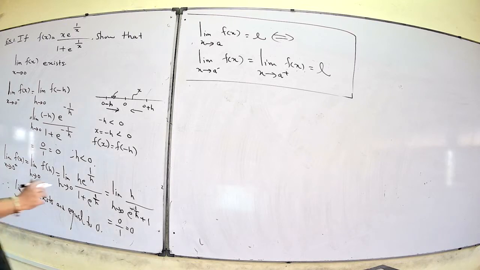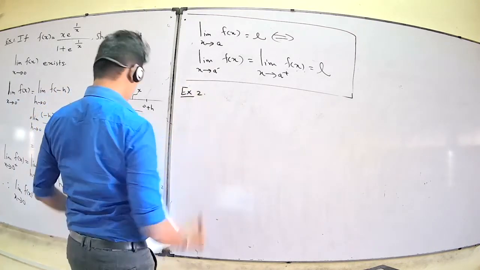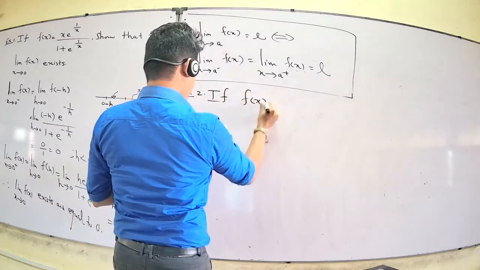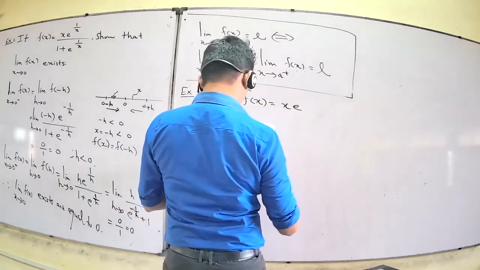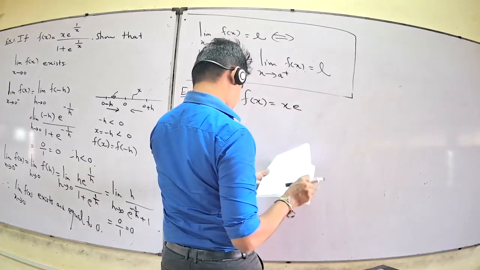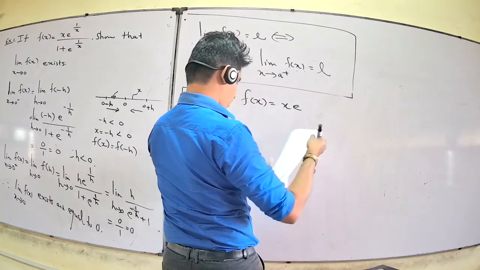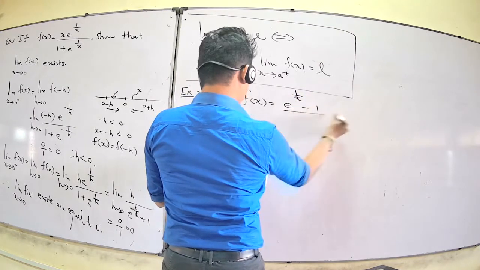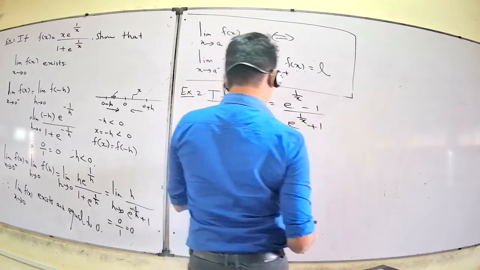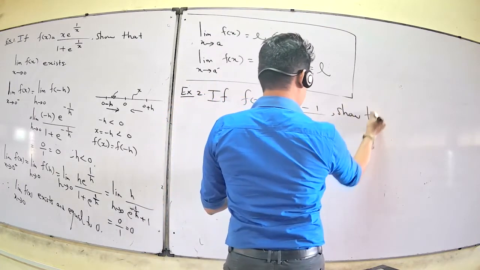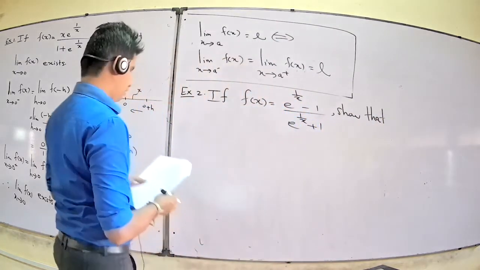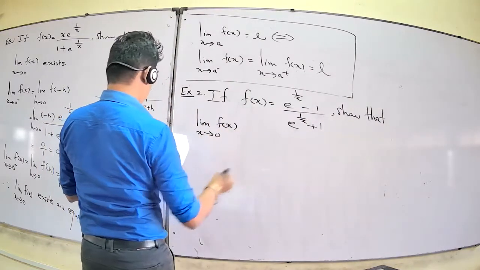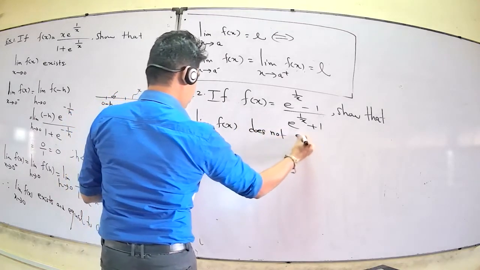Now another question, the same kind of question, exercise 2. If f of x equals e power 1 over x minus 1, over e power 1 over x plus 1, show that the limit of f of x as x tends to 0 does not exist.